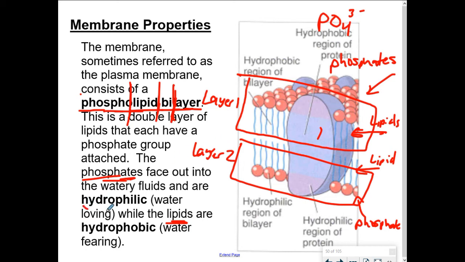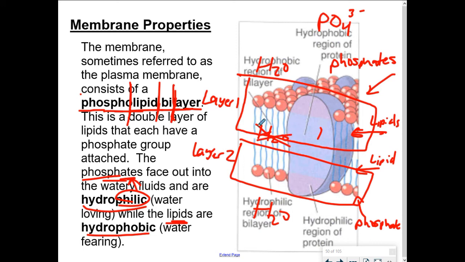The words we use are hydrophilic and hydrophobic. Hydrophilic is the phosphate, and phosphates like water. So water is allowed to exist on this side or on this side of the barrier. Think of this as one big gate, basically. Right here you can have water, right here you can have water. However, lipids are hydrophobic. You guys know the word phobia? Phobias are fears. Lipids don't like water, and so you would never find water right here.